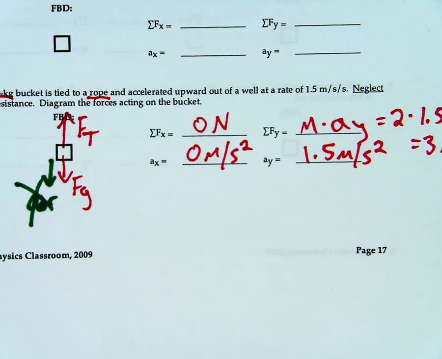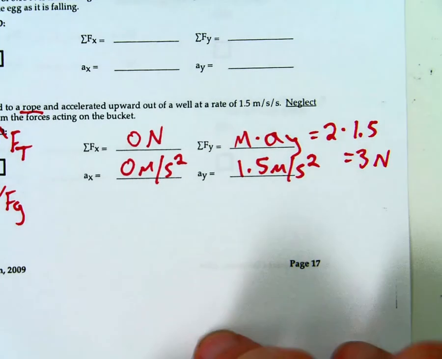Now, they could take it a step further and say, what's the tension force? What's the force of gravity? They could go and ask that, but they don't. They just ask, what's the sum? What's the net force? And that's just as simple as 2 times 1.5.